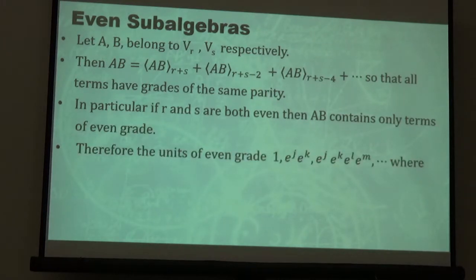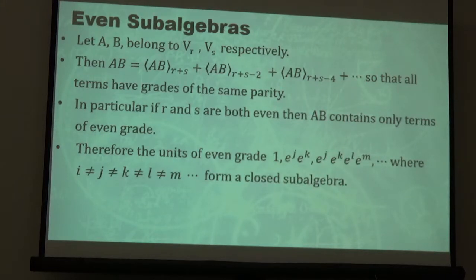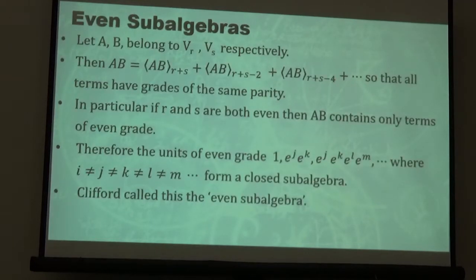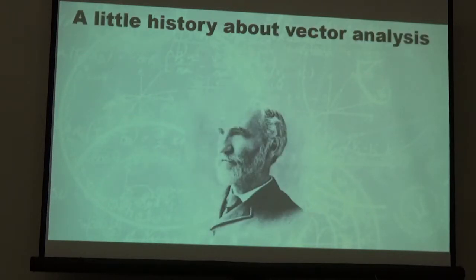So therefore, the units of even grade, we have 1, e_j e_k, e_j e_k e_l e_m, and then we can continue on like that, where i is not equal to j, etc. This is a closed algebra. Okay, so Clifford called this an even subalgebra. We can also extend this to odd, but due to lack of time, we're not going to do this.